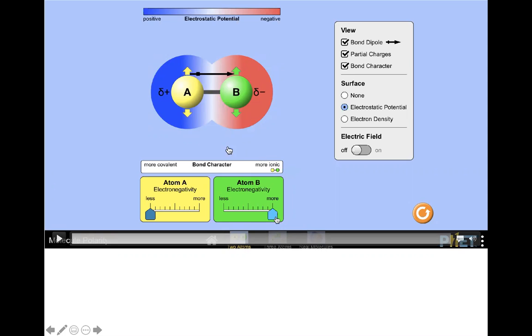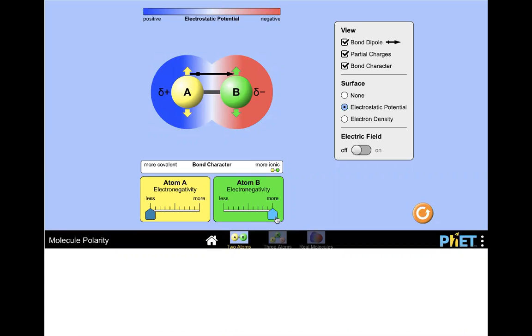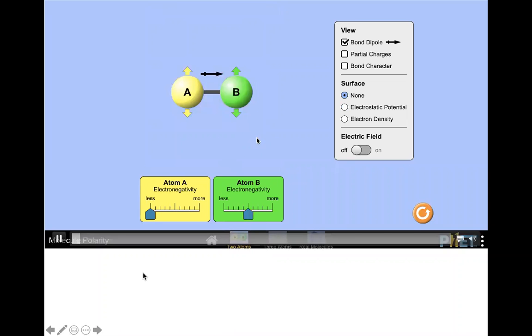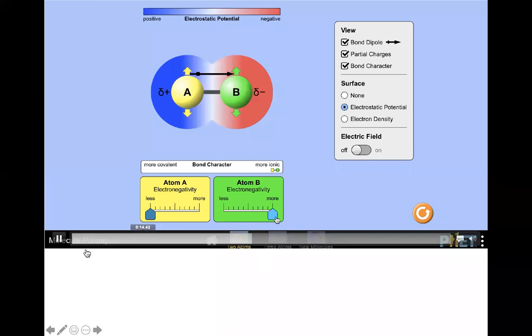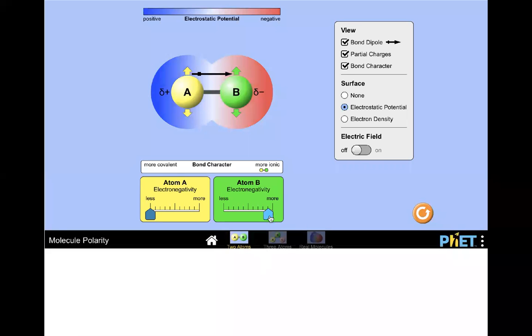Also notice here in terms of the bond character, I am at an extreme difference in electronegativity. Atom B is very negative compared to atom A. And it is describing that as being more and more ionic. It's more and more like we've got a cation and an anion. If I reset back to where I was, notice how it's moving away from the ionic part.